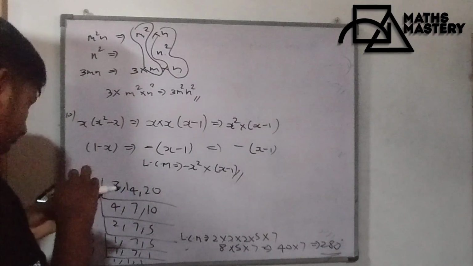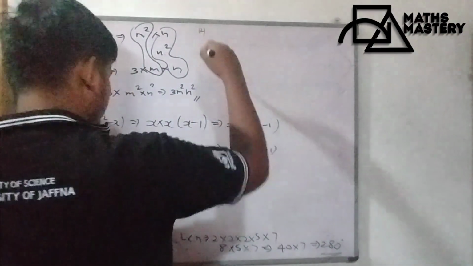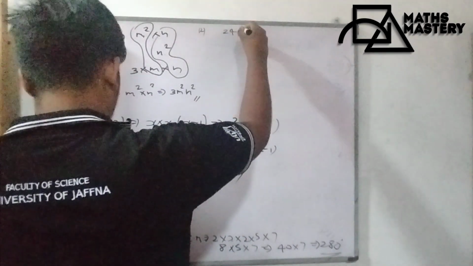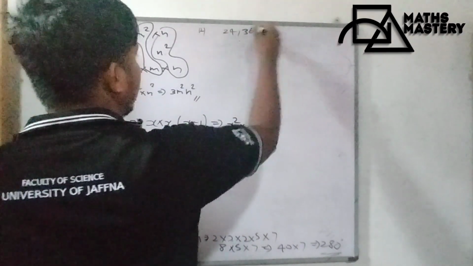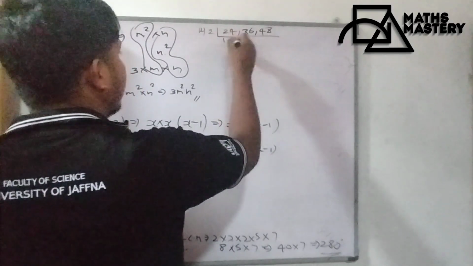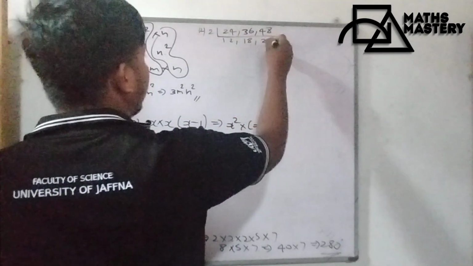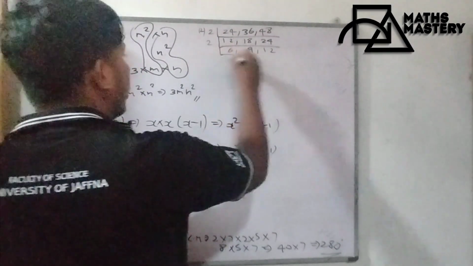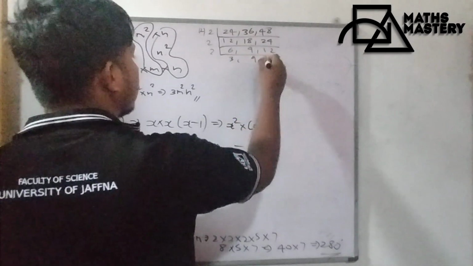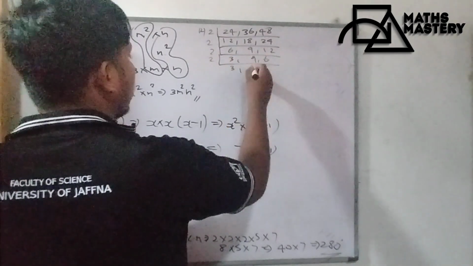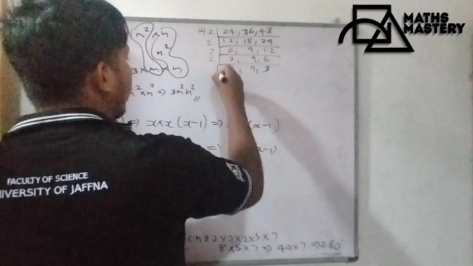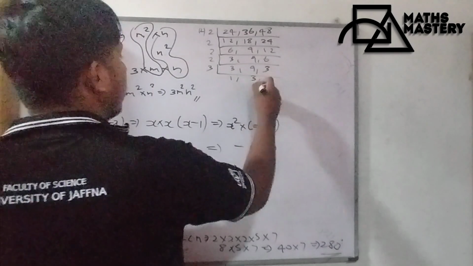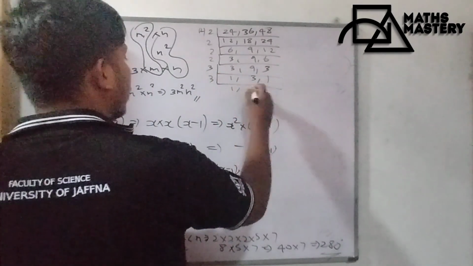Okay. So let's go to the 12th question also. Find the LCM of 24, 36, 48. Divide by 2, 12, 18, 24. So you divide by 2 again. It's 6, 9, 12. Again you divide by 2, 3, 9, 6. Again you divide by 2, 3, 9, 3. Now there is no number which is divisible by 2, so you divide by 3. 1, 3, 1. Again you divide by 3, 1, 1, 1.